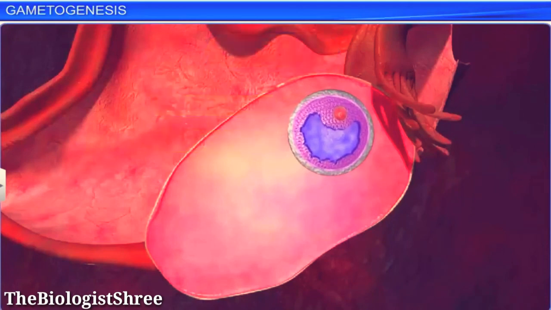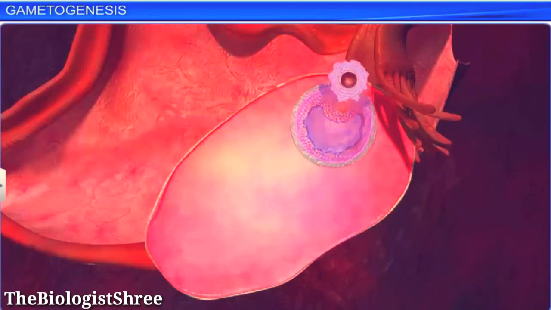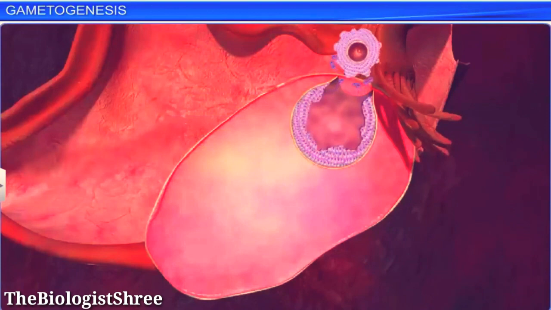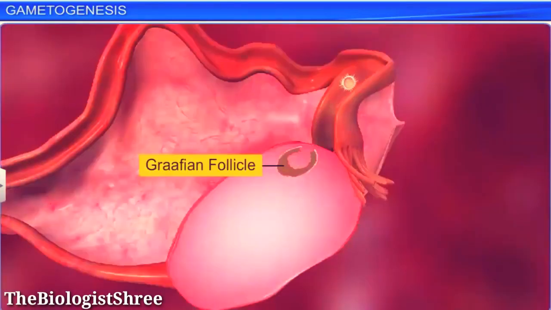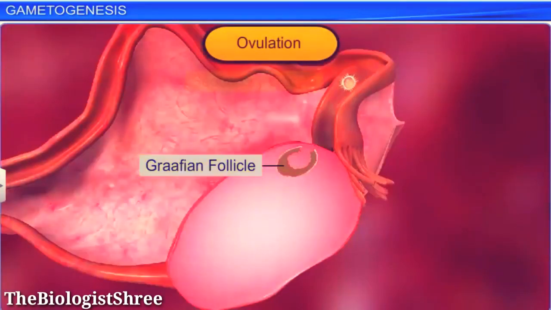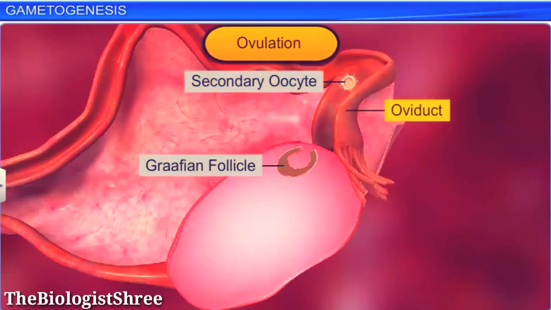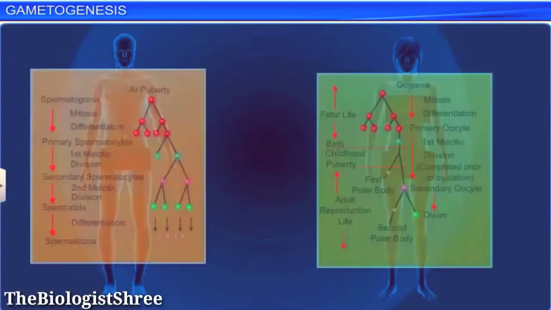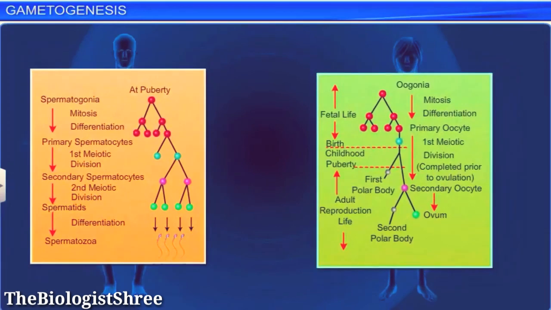The secondary oocyte or ovum is released from the Graafian follicle when it ruptures due to a surge in LH in the body. This process, called ovulation, causes the oocyte or ovum to be placed in the oviduct, where it awaits fertilization by sperm. In this way, the ovum and sperm are formed through a long and intricate process called gametogenesis.